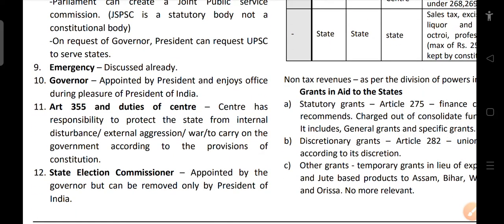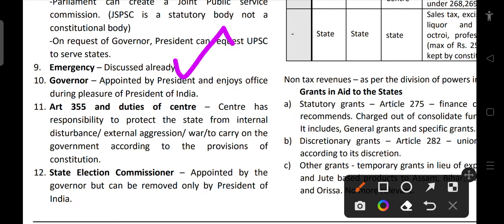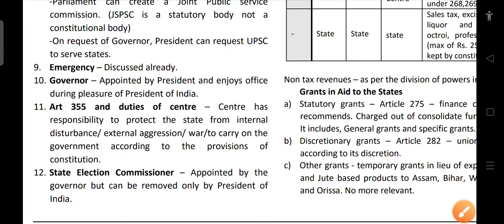Then emergency. We already dealt with emergency in detail. Now the governor is appointed by the president and holds office during the pleasure of the President of India. Now Article 355 and duties of the Center. The Center has the responsibility to protect the state from internal disturbance, external aggression and war, and to carry on the government according to the provisions of the Constitution. Now the State Election Commission. It is appointed by the governor but can be removed only by the President of India. Like SPSC and SEC, all these are appointed by the governor but removed only by the President.